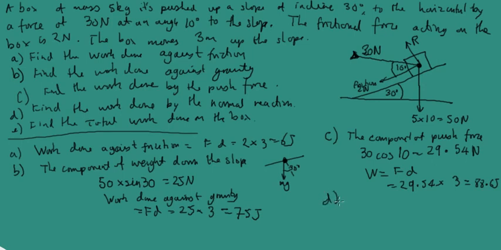And D, find the work done by the normal reaction. So there's no movement in the perpendicular. So no work done by the normal reaction.